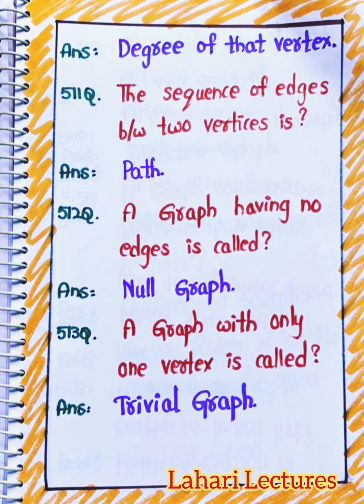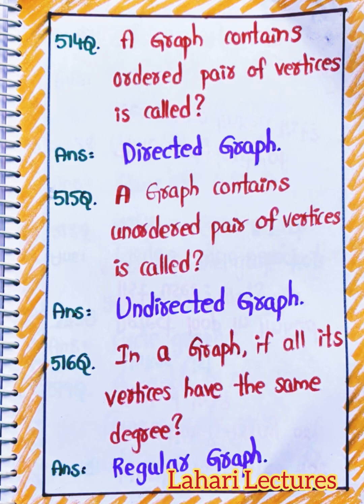Next question, the sequence of edges between two vertices is path. A graph having no edges is called null graph. A graph with only one vertex is called trivial graph. A graph containing ordered pair of vertices is called directed graph. A graph containing unordered pair of vertices is called undirected graph.